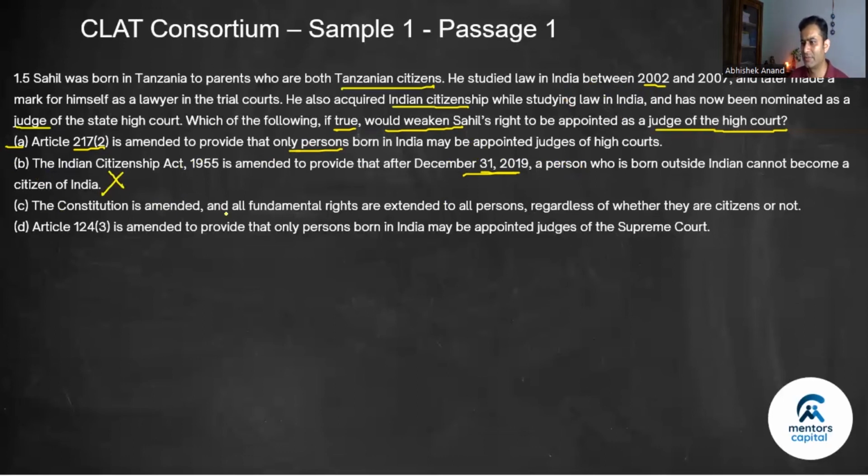The Constitution is amended and all fundamental rights are extended to all persons. So if it is extended to all persons, then it is not weakening, it is strengthening. So he can easily become judge. So we have to weaken. Article 124(3) is amended to provide that only persons born in India may be appointed judges of the Supreme Court. Good, but it is for the Supreme Court. This is for High Courts. So this was a good reason, but only for the Supreme Court, and we had to give the answer for the High Court.